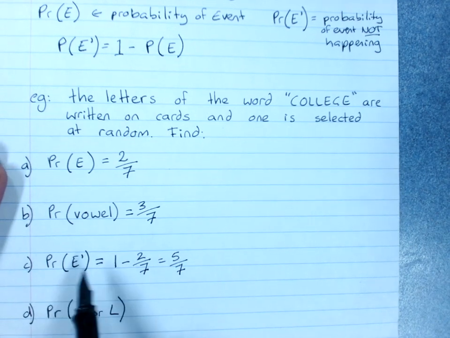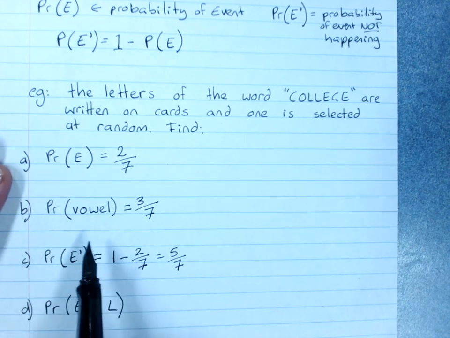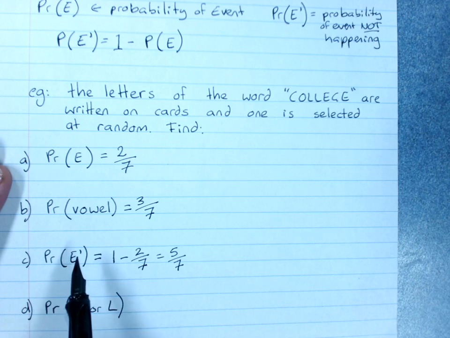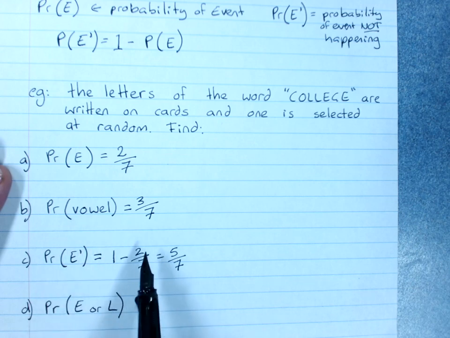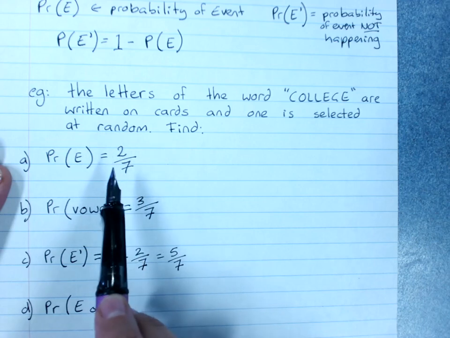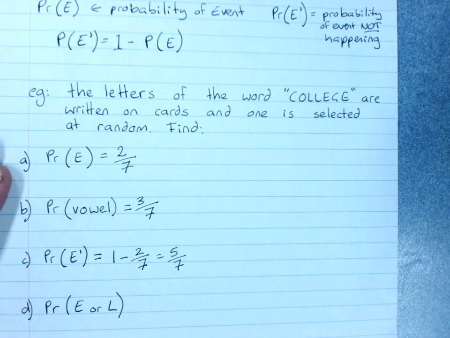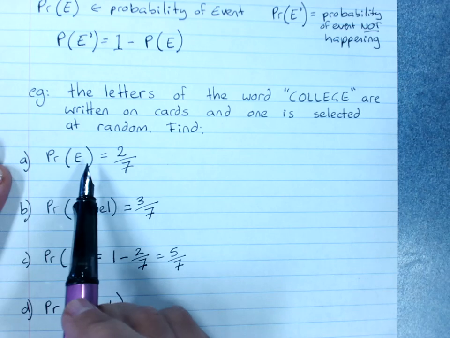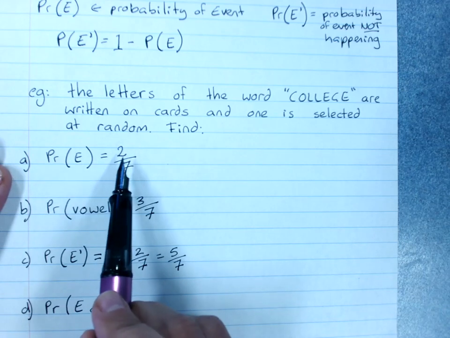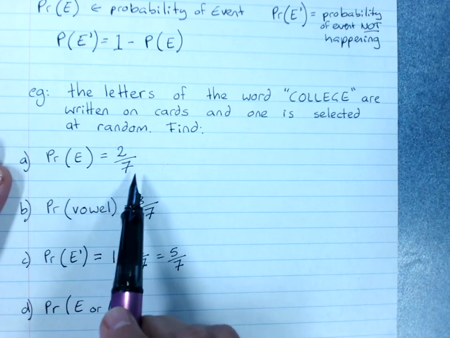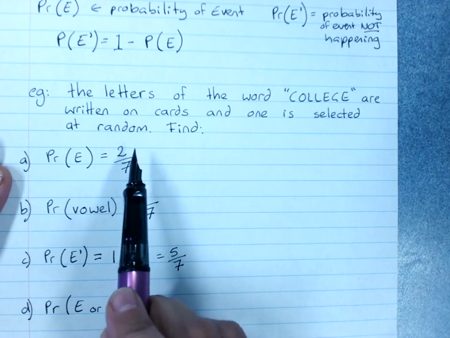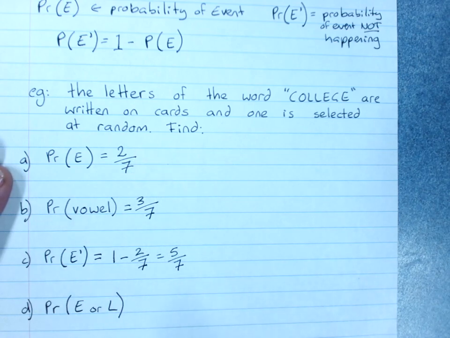But if you want, it's fine just to remember that the probability of the event not happening has to be whatever is left over from the probability of the event happening. So, the probability of getting an E was 2 out of 7. What's left over out of the total number of outcomes? It's 5 out of 7. So it's fine to think of it that way.